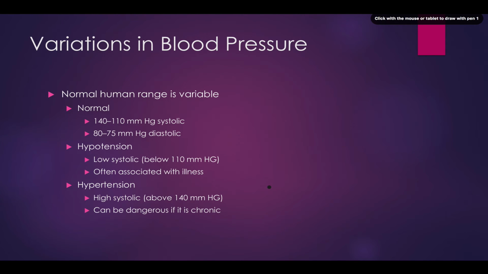So the normal range of blood pressure, normal for anybody, is going to be a systolic number between 110 and 140. A diastolic number would be between 80 and 75, somewhere around there. That's normal. Hypotension means you have low numbers, so these are going to be below 110. Hypertension or prehypertension is going to be when you have a systolic number higher than 140. So that can be dangerous as well.